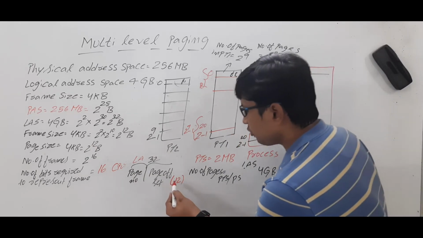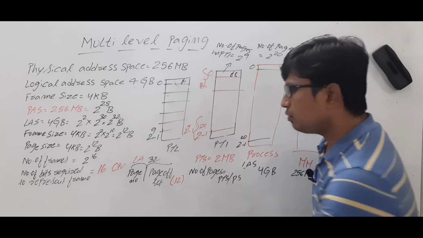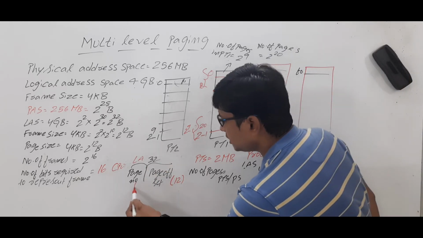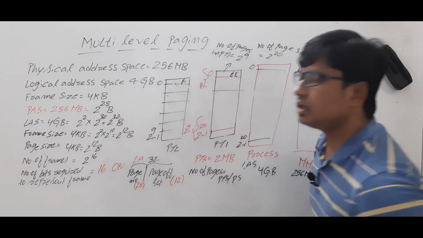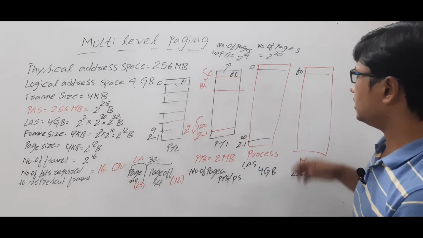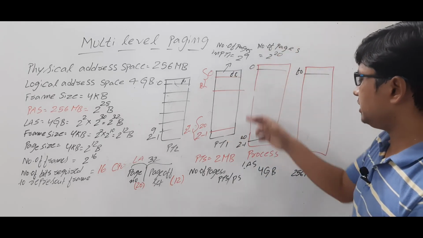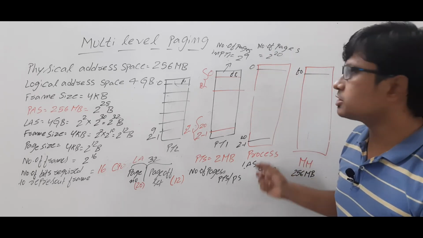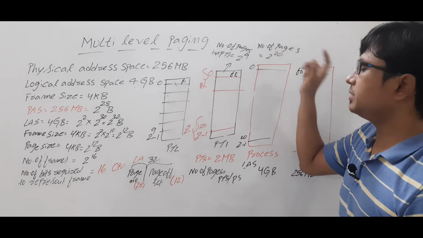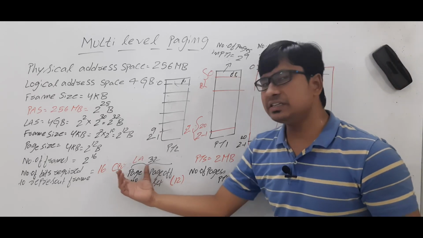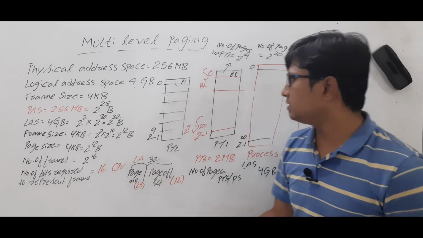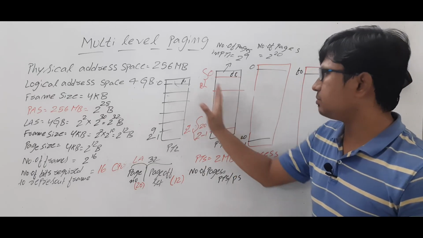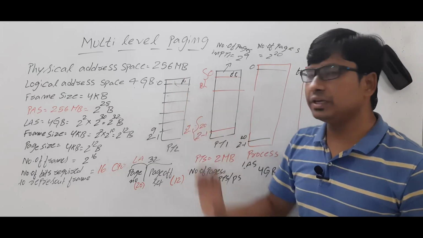Then if 12 bits out of 32 bits are occupied for the page offset, how many bits will be required for the page number? 20. So if you look at here, we will have 2 power 20 pages in the logical address space. That is what we have counted. Number of pages is 2 power 20. But if it is single level paging, it is okay. But this is multi-level paging or two level paging, because we have a page table 1 and page table 2.